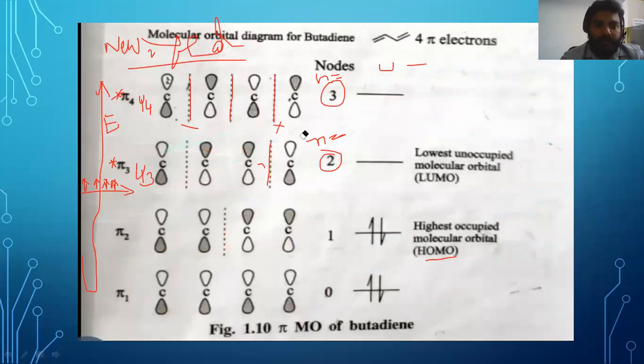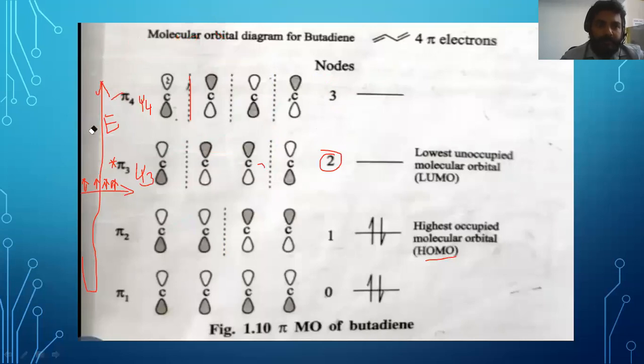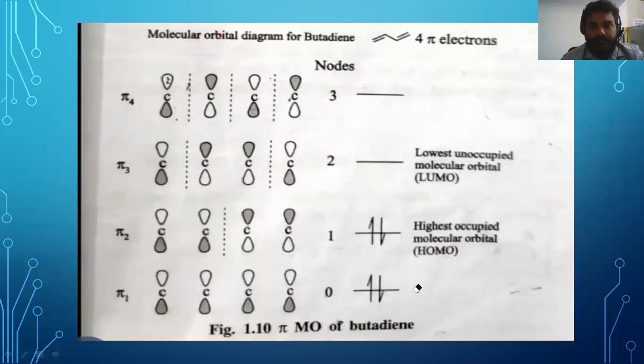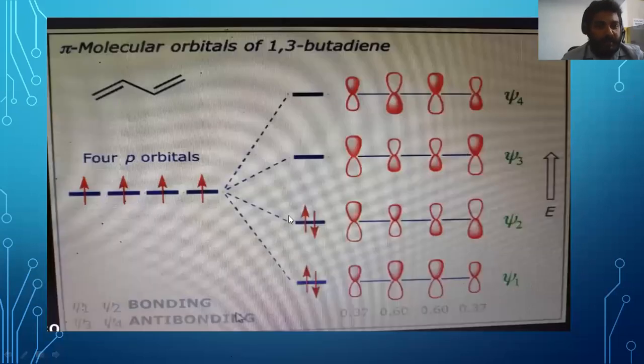Very interesting point, double bond. Notes. Right, come to the next slide. Next. Okay, same diagram. Here, 4 p orbitals.